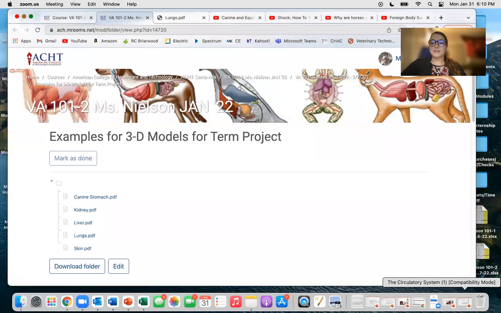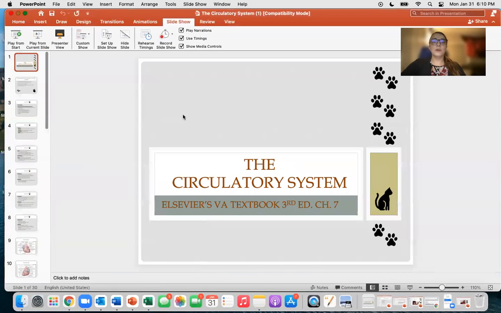We are going to be starting lecture for the 101-2 module. Today, we're going to be focusing on the circulatory system. And you can find all of the information for this PowerPoint in your textbook, chapter 7. This is going to be your orange VA textbook.